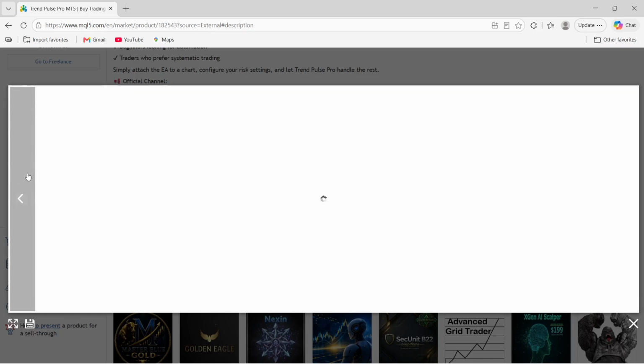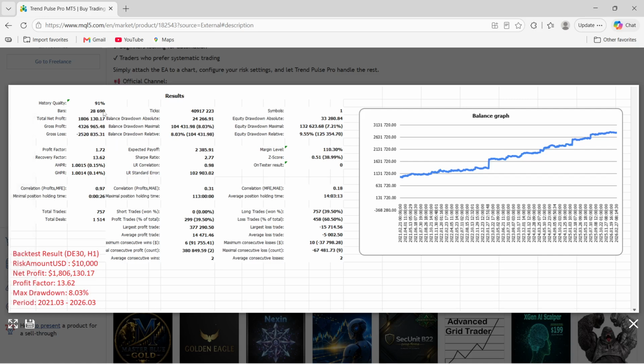And as for the stats, you can see a total net profit of $1,800,000, and a profit factor of 1.72, where the balance drawdown was 8.03%. So let's compare this to my own personal backtest and see how it actually holds up. You can see these results were for the period of 2021 to 2026, 5 years. So let's actually compare that.